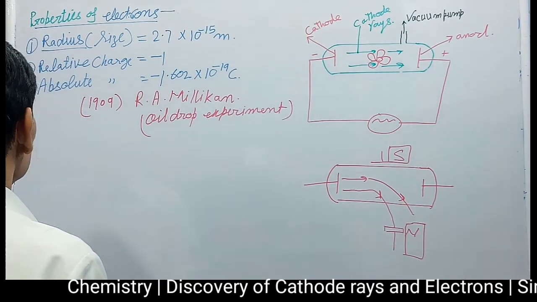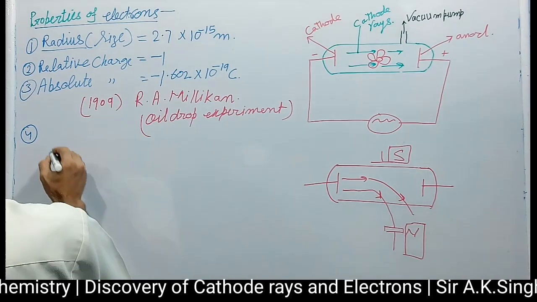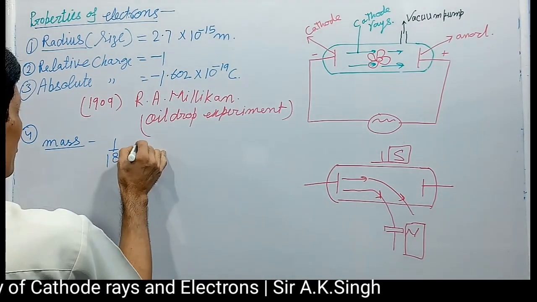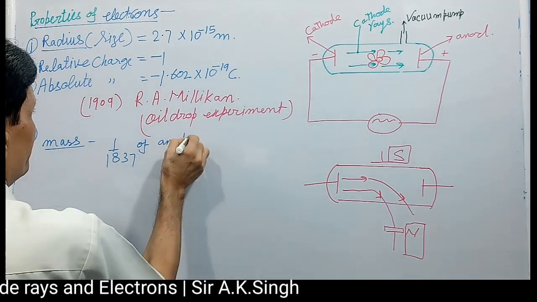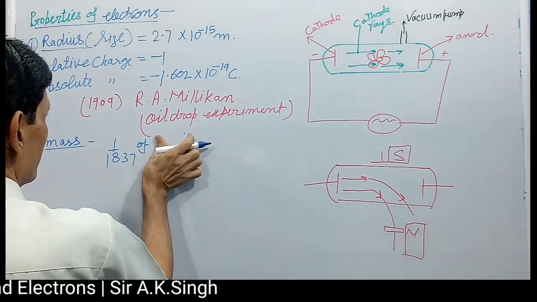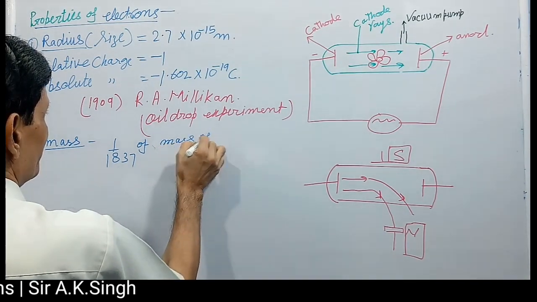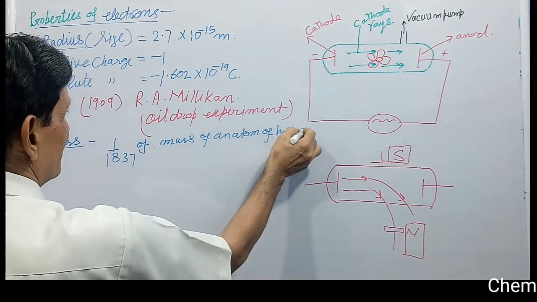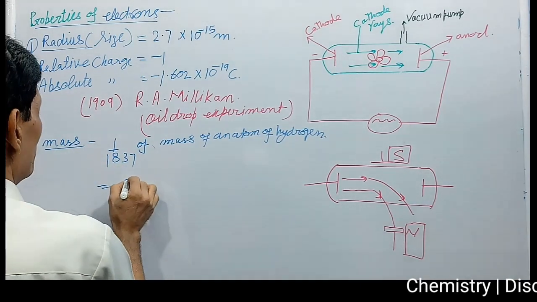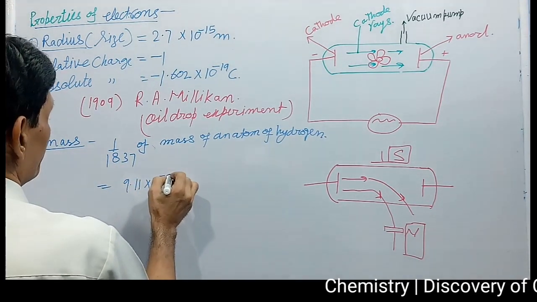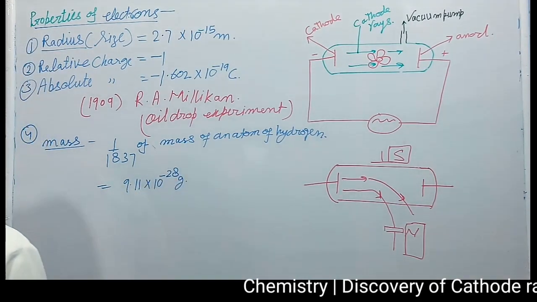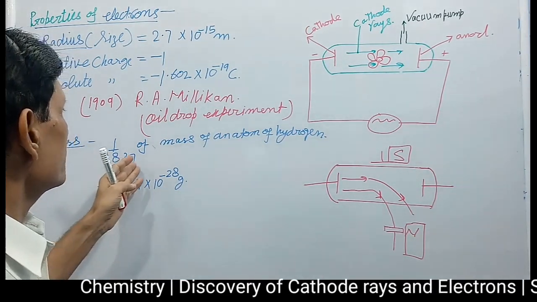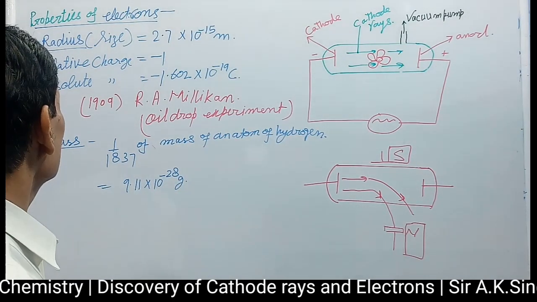Now, next is number 4. The mass of an electron is 1 by 1837 of the mass of an atom of hydrogen. This is equal to 9.11 into 10 to the power minus 28 gram. The mass of an electron is very small, approximately 1 by 1837th of the mass of one atom of hydrogen.